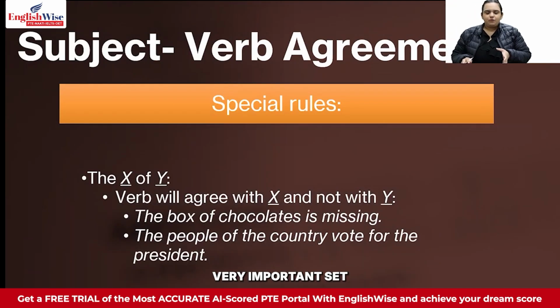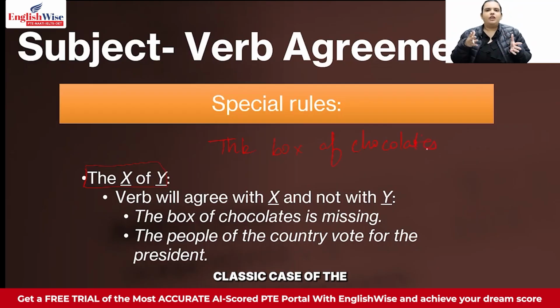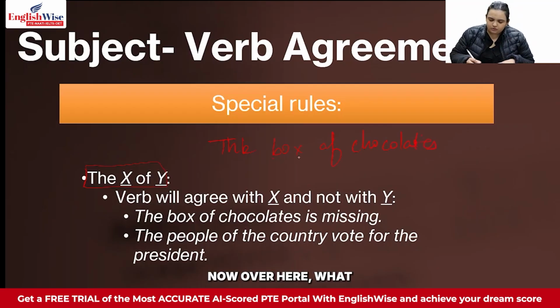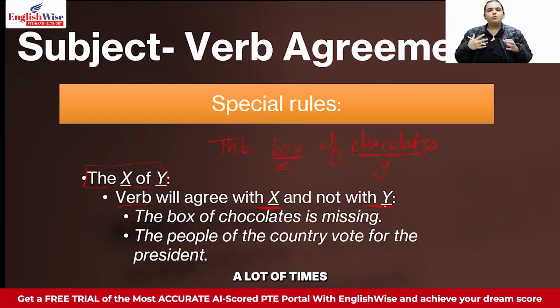Alright, now this is a very important set of rules, that is what I call the X of Y. Now whenever you have sentences given like the box of chocolates. So this is a classic case of the X of Y situation. Now over here, what we call X is box and Y is chocolates. Now if you have a the X of Y situation, the verb will agree with X and not with Y. A lot of times students get confused over here.